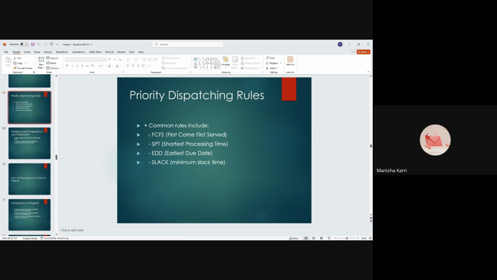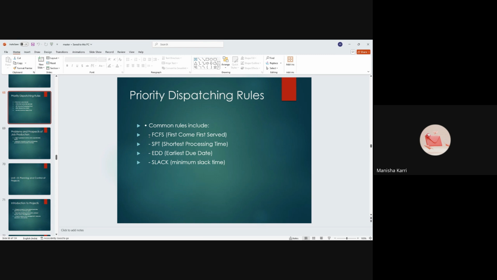Coming to the SPT, we just discussed the shortest processing time. Here jobs with the shortest processing time are prioritized and completed first. The main advantage here is to minimize the average waiting time and keep the jobs moving very quickly. And coming to the disadvantage, it can lead to longer jobs waiting for extended periods, which may delay them significantly.